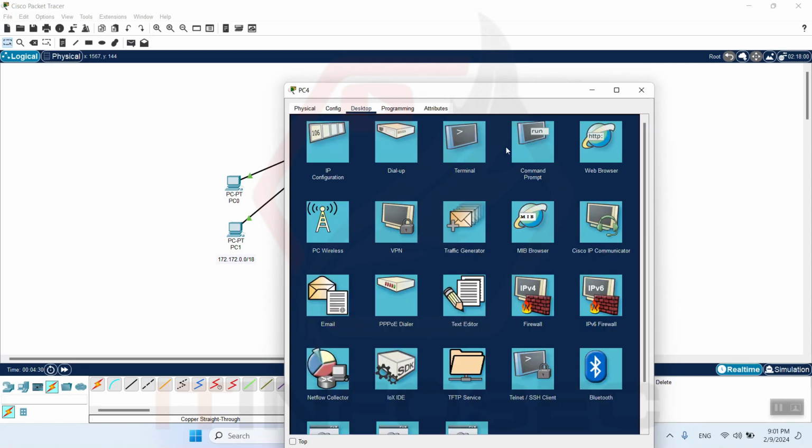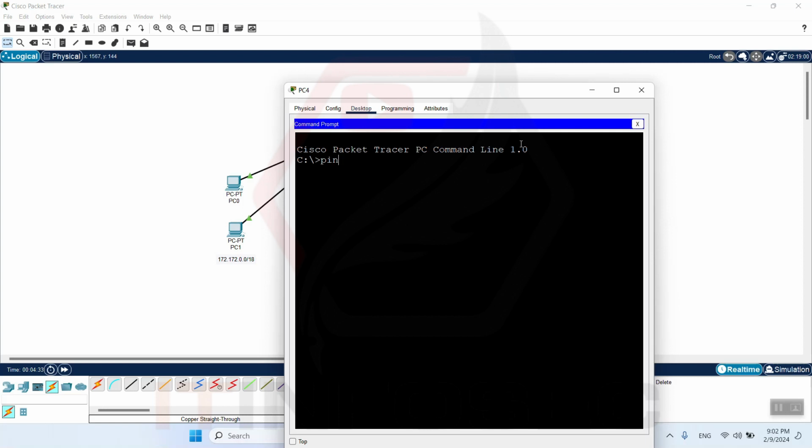What's this? 128.1. I can ping 172.172.128.2. This is the first time I ping. Maybe the first packet request timed out.